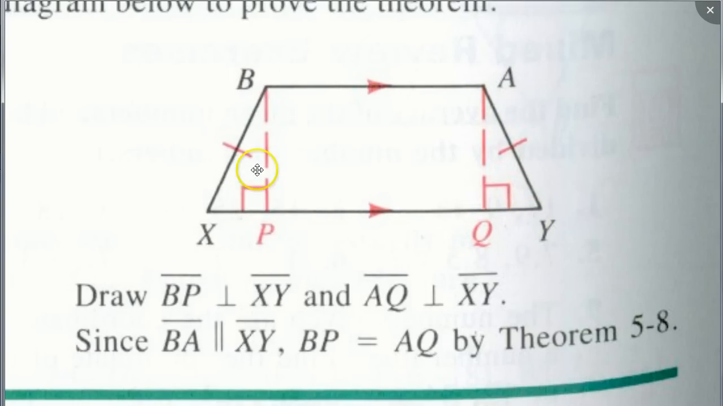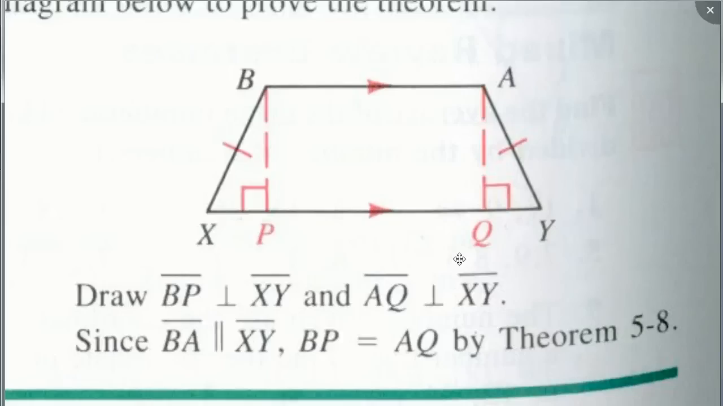What do you know about BPQA? Yes, it's a rectangle. How do you know? Well, actually, before a rectangle, you're going to say parallelogram. How do I know it's a parallelogram? Because I know that BA is parallel to PQ, and PQ is parallel to XY. How do I know BP is parallel to AQ? Samantha? Because BP and AQ both form right angles with XY.